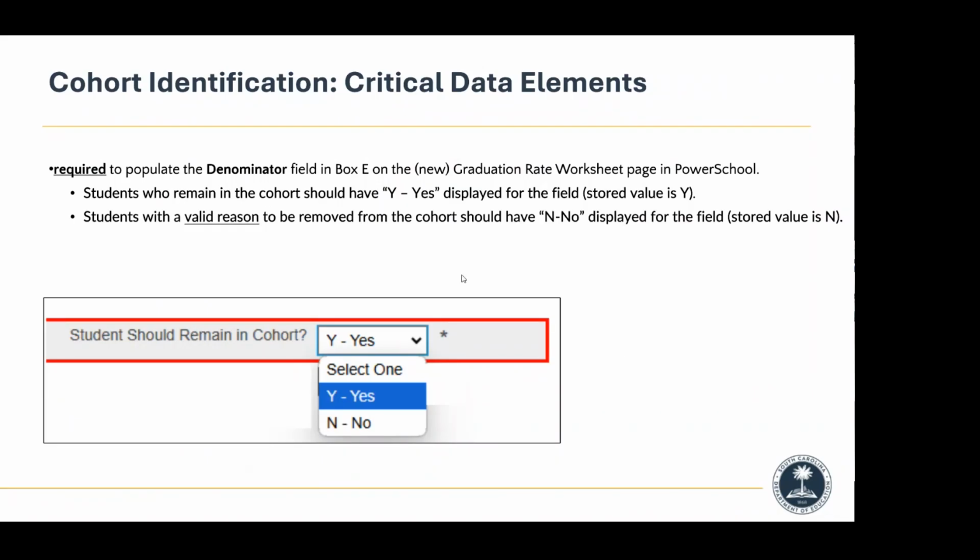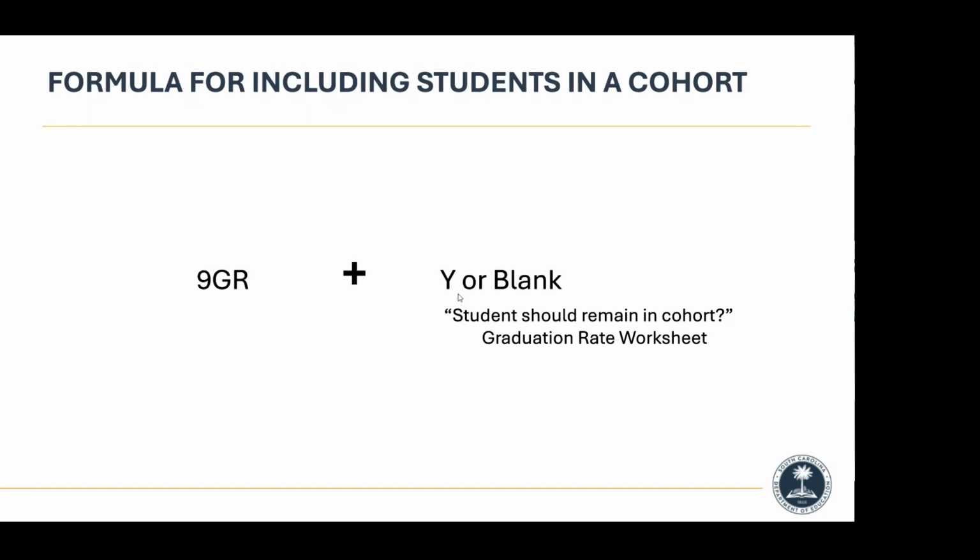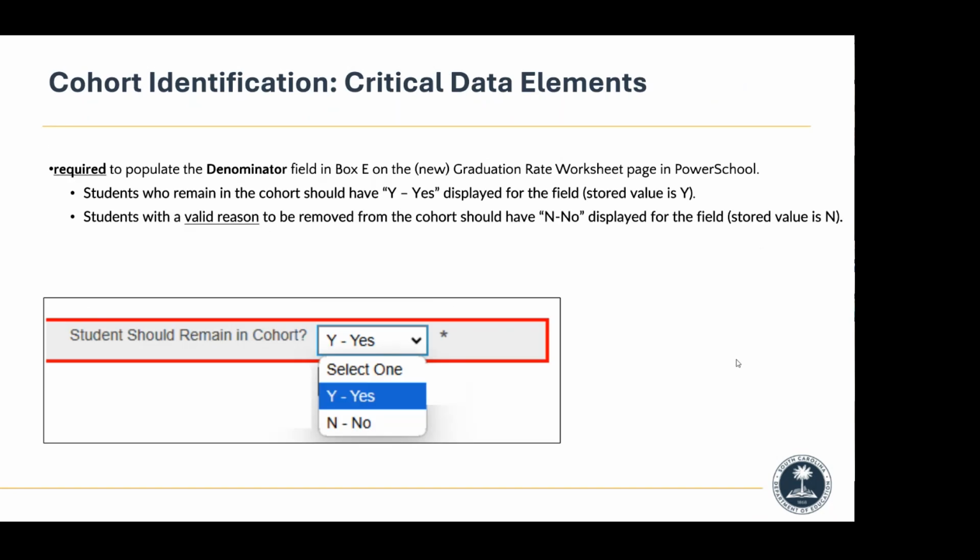All right, the second piece that we had here in our formula, the Y or blank, what is that? The denominator, student should remain in cohort field. It's this one, and I deliberately zoomed in right on this field and didn't give you an image here of the whole page. I'm going to show you the whole page here in a second. What's most important here is on that page, this field, in determining who is going to be flagged for being in that cohort. So it is required to populate this field, which is also referred to as the denominator field.